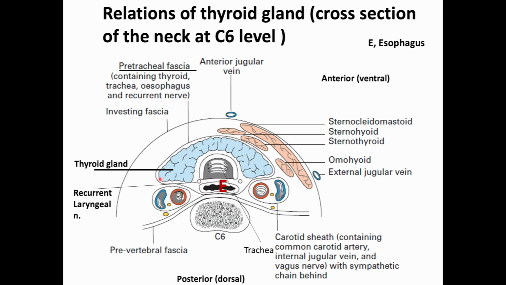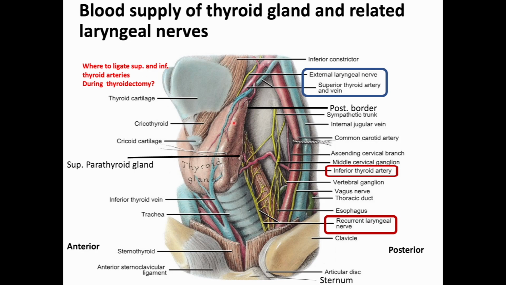The posterior surface of the lobe is related to the carotid sheath and its contents: internal jugular vein, common carotid artery, and the vagus nerve. The thyroid gland is covered by a fascial sheath we call pretracheal fascia, which is connected to the larynx and trachea, and that's why the thyroid gland moves during swallowing. Here we show the blood vessels of the thyroid gland.